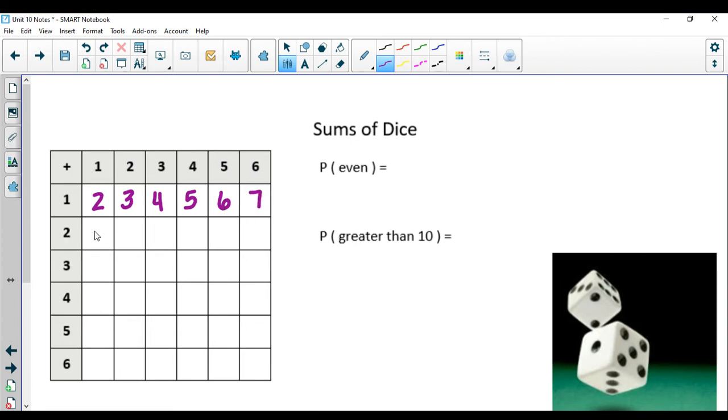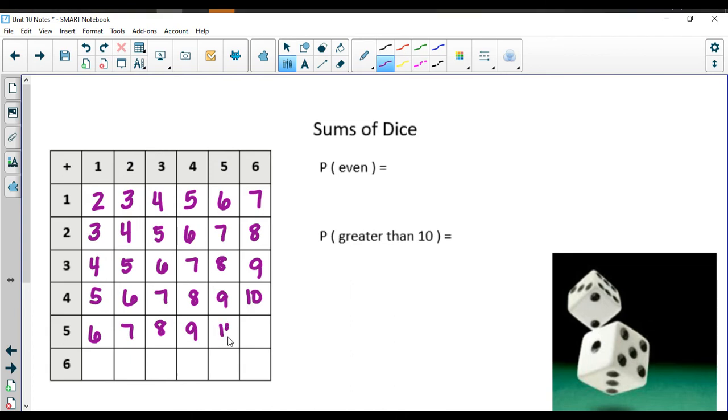If I have a 1 and a 2 on this row, I'm going to get a 3, a 4, a 5, 6, 7, and 6 plus 2 is 8. 3 plus 1 is 4, 5, 6, 7, 8, and 9. 4 plus 1 is 5, 6, 7, 8, 9, and 10. 5 plus 1 is 6, 7, 8, 9, 10, 11. And this last one is 7, 8, 9, 10, 11, and 12.